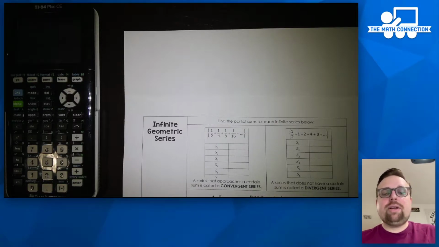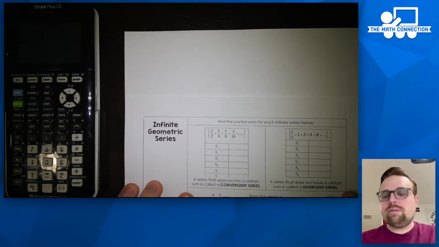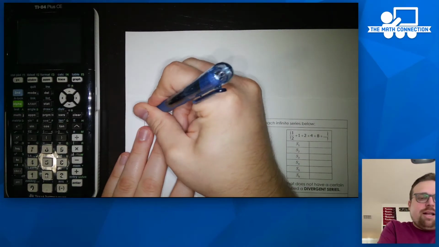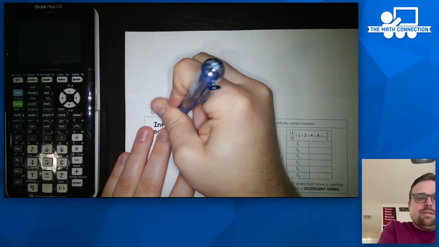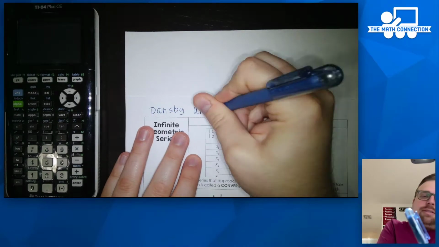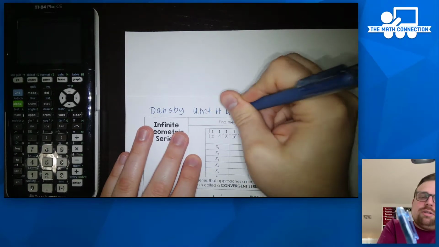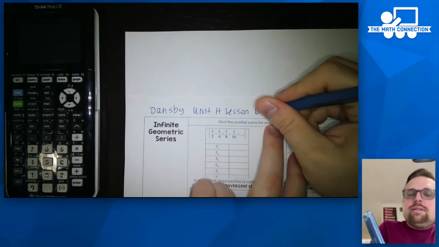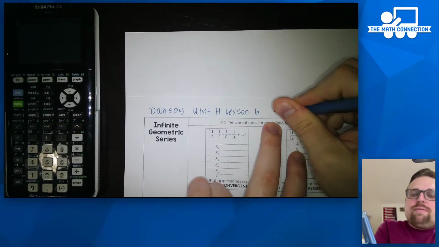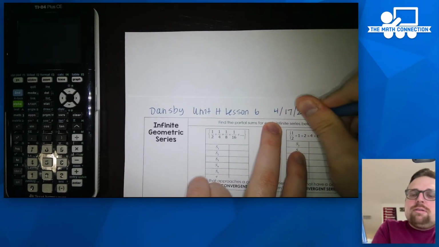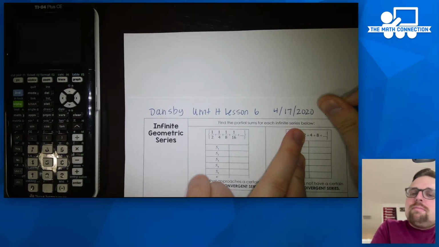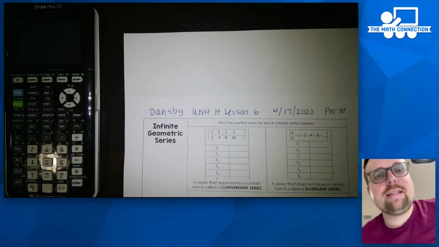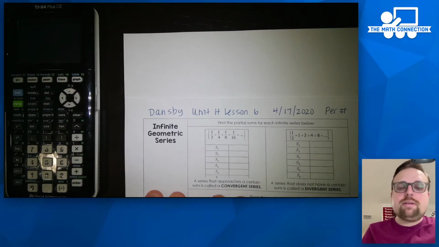So in Google Classroom, you can print these notes out, and I'm going to make sure on the top of these notes that I'm writing my name. And this is Unit H, Lesson 6, and the date, which is April 17th. And my period number. Okay, that way I can grade these easily. Please and thank you. Okay, so let's dive right in.